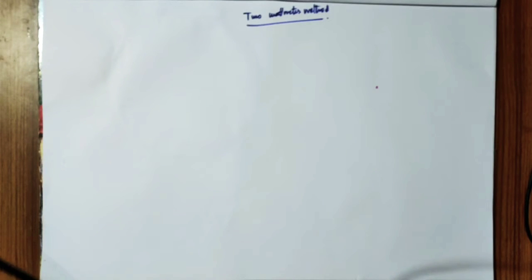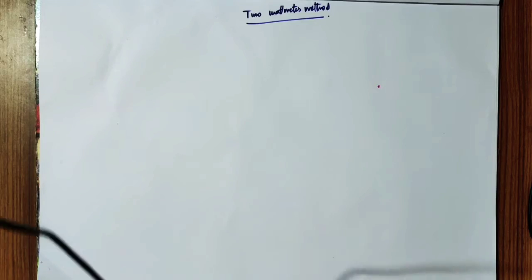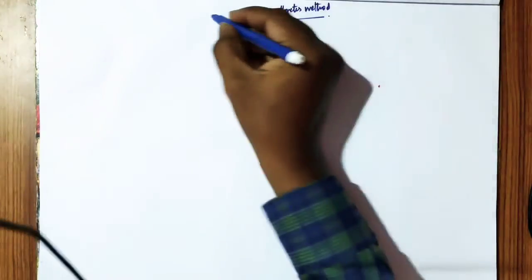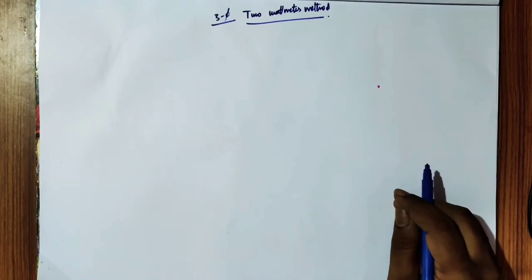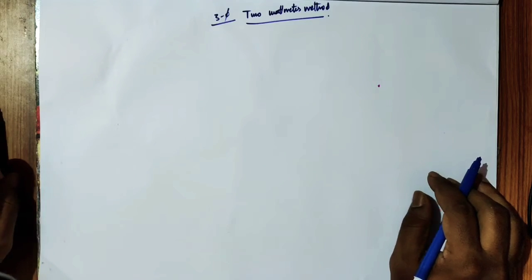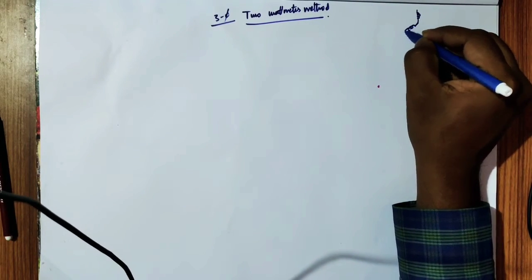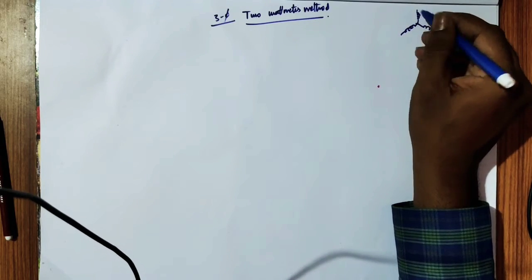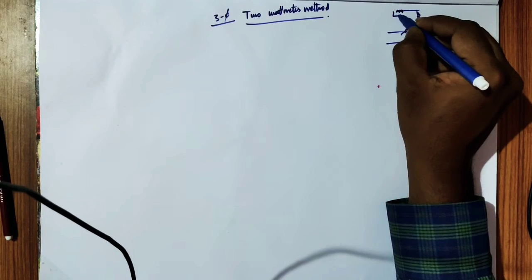So welcome back guys. In this class we will discuss measurement of power of a three-phase system by the 2 wattmeter method, especially compared to the 3 wattmeter method. In the 3 wattmeter method, if you take a star connection load, for each individual phase we have connected a wattmeter.